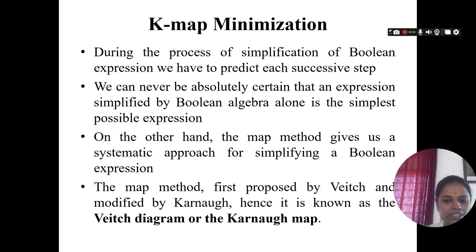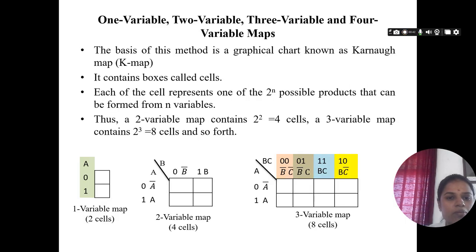The map method was first proposed by Veitch and then modified by Karnaugh. This is called a K-map. In a K-map, we are using one variable, two variable, three variable and four variable maps. The basis of this method is a graphical chart known as a K-map. It contains boxes called cells.